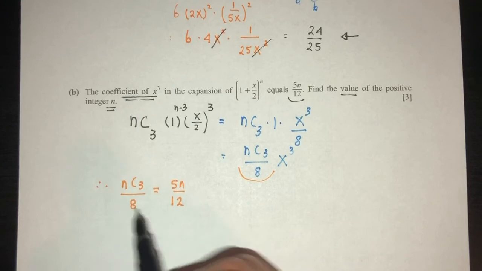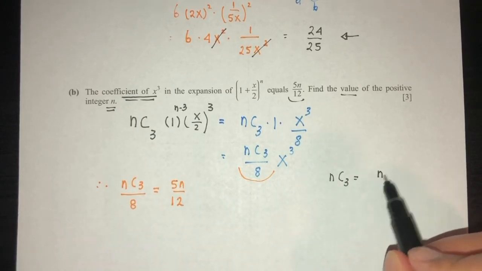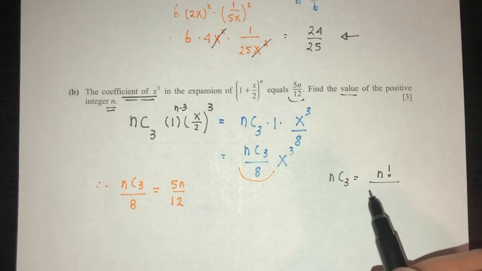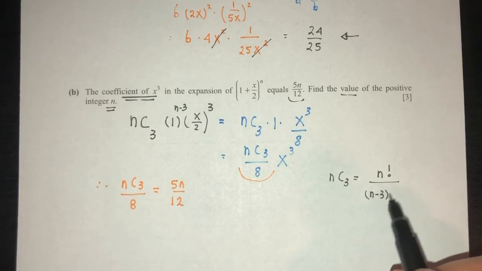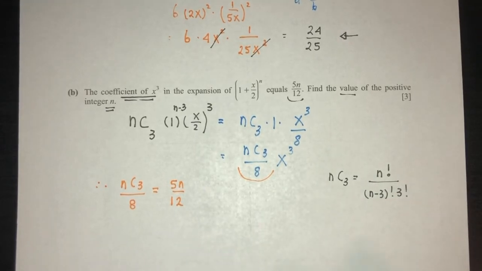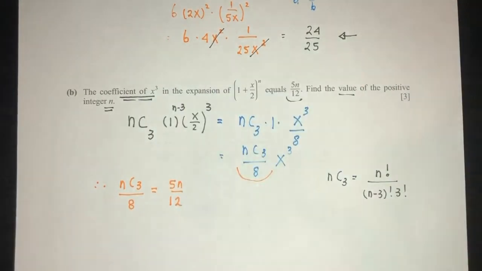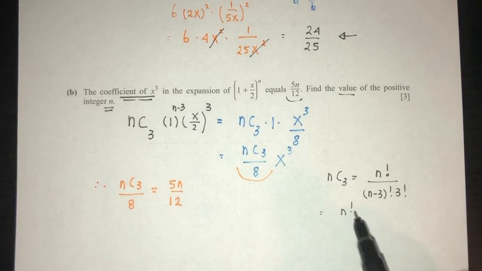So first, what is this? n choose 3 is equal to n factorial divided by n minus 3 factorial times 3 factorial. This is given to you on your list of formulae. You don't have to worry too much about memorizing the formula. It is given to you. Now we have to simplify this. So 3 factorial is what? 3 factorial is 6. So we write down n factorial over n minus 3 factorial times 6.